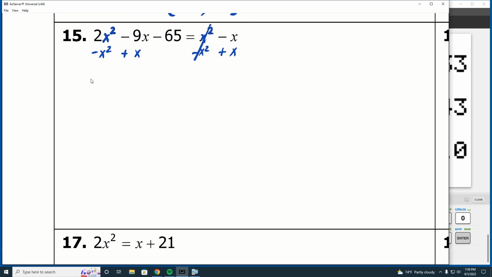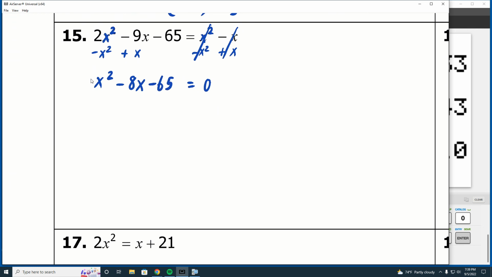That will allow these to cancel, and that will be set equal to 0 now, which is what we're wanting to accomplish. So let's see what we're left with here. 2x squared minus 1x squared is x squared. That's good. That's going to make this an easy factor. What's negative 9x plus 1x? That's negative 8x, and then minus 65.